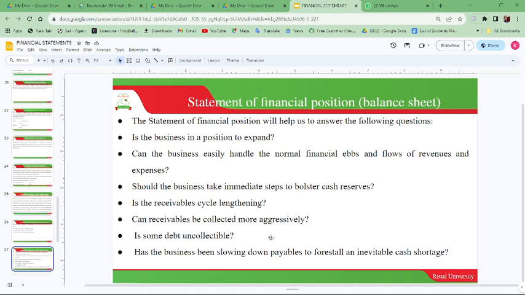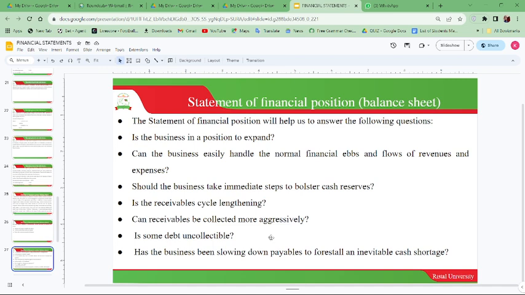So let's look at what the statement of financial position will help you to answer. The following questions: Is the business in a position to expand? When you create a statement of financial position, you'll be able to answer the question of whether the business is in a position to expand. Does your business have that opportunity to expand? Is it capable of expanding?